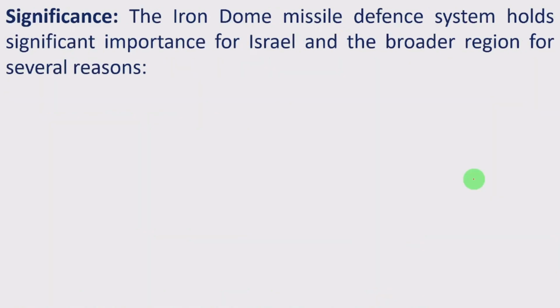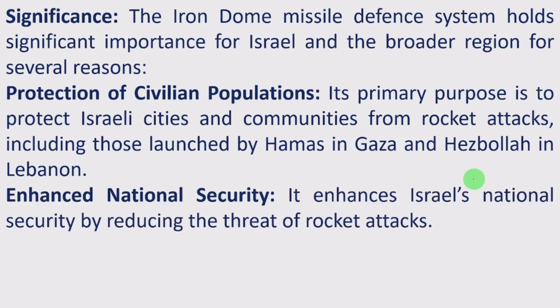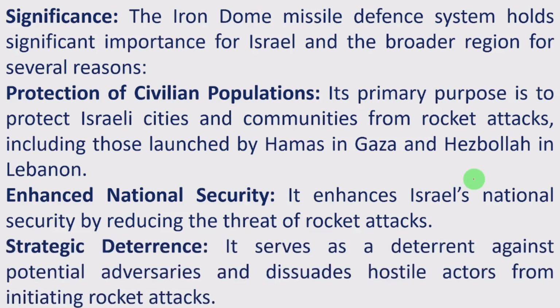Significance. The Iron Dome missile defense system holds significant importance for Israel and the broader region for several reasons. Protection of civilian populations. Its primary purpose is to protect Israeli cities and communities from rocket attacks, including those launched by Hamas in Gaza and Hezbollah in Lebanon. Enhanced national security. It enhances Israel's national security by reducing the threat of rocket attacks.